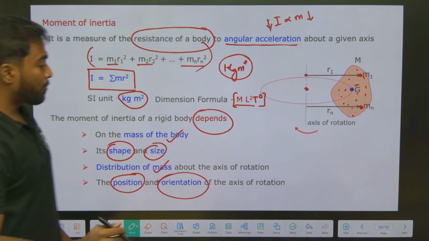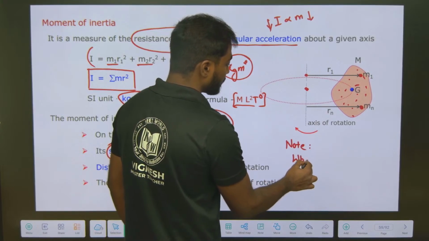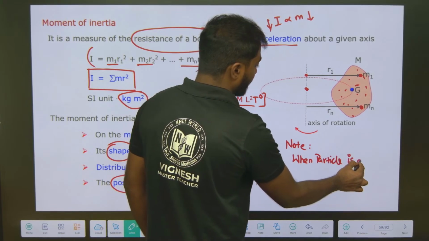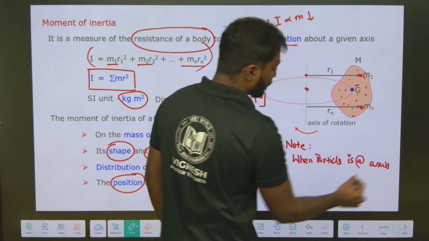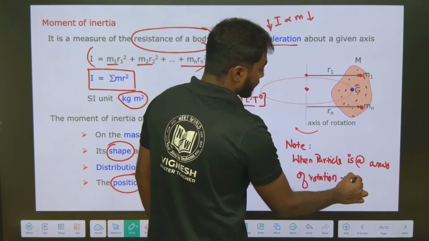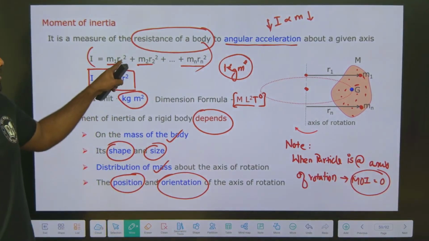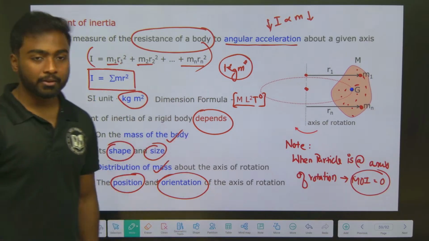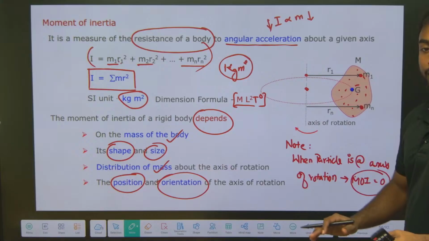Okay. One more important point is a note point. When a particle is at the axis of rotation, moment of inertia will be zero, right? Yes. Mass into r is 0, r square, r is 0. So mass into 0 is 0. So moment of inertia will be 0, right? So this is the thing about moment of inertia.